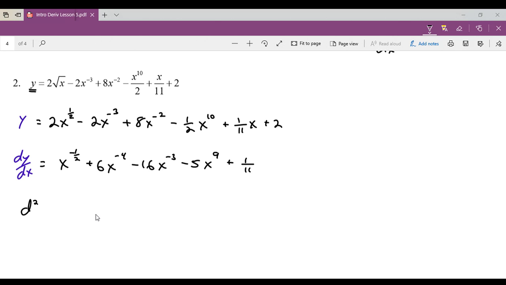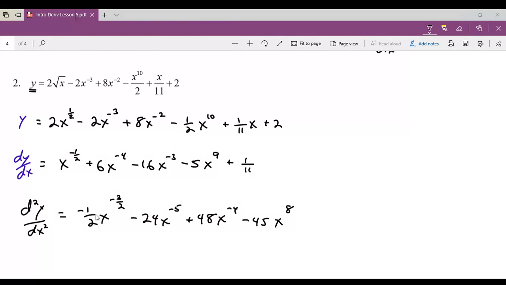So now it asked for the second derivative of y with respect to x, which we don't even know what that means right now, but we know how to get it. It's pretty easy. Just take the derivative of the derivative. So that would be negative 1/2 x, subtract 2 over 2 from that. The negative 1 over 2 minus 2 over 2 is negative 3 over 2. Negative 4 times 6, minus 24x, subtract 1, to the negative 5. Negative 3 times negative 16, that's positive 48x, subtract 1, negative 4, right? 9 times negative 5, that's minus 45x, subtract 1, and then plus the derivative of 1/11th, well, that's just plus 0. So that would be your second derivative.